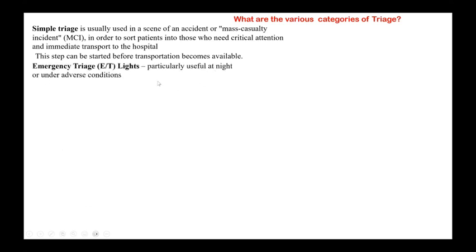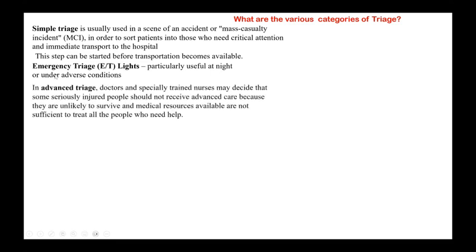And the various categories of triage: there is simple triage, which is the acronym START, used in mass casualty incidents to sort patients who need critical attention and immediate transport to hospital. This step can be started before transportation becomes available, at the site of the accident itself. The second is emergency triage in lights, probably useful at night under adverse conditions. So this is another name given for triage done at night time in a dark environment.